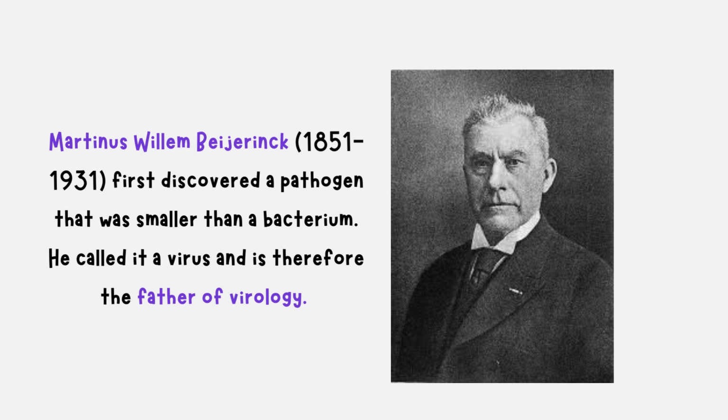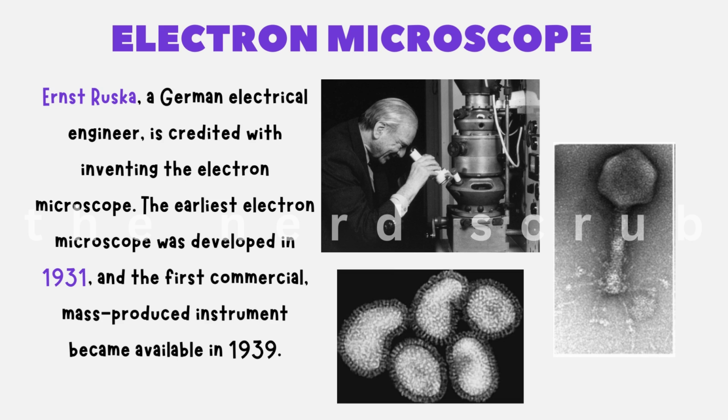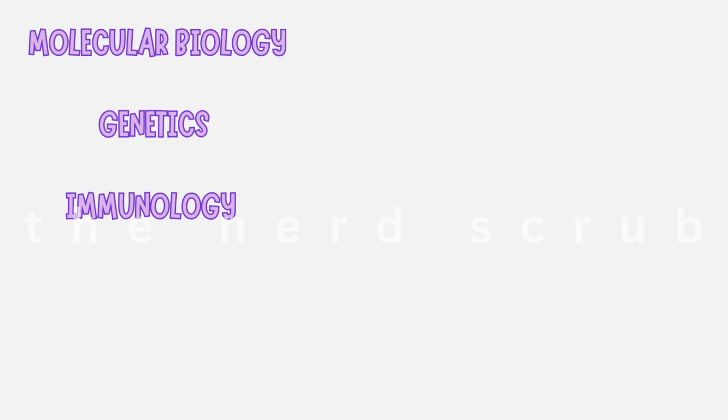Then in the early 20th century, scientists began to identify and characterize human viruses such as influenza and polio. And the invention of the electron microscope in the 1930s allowed scientists to visualize viruses for the first time. If we talk about today's world, virology is rapidly evolving in different fields.